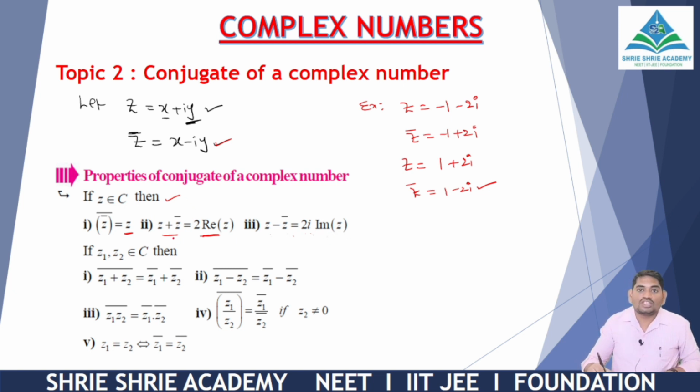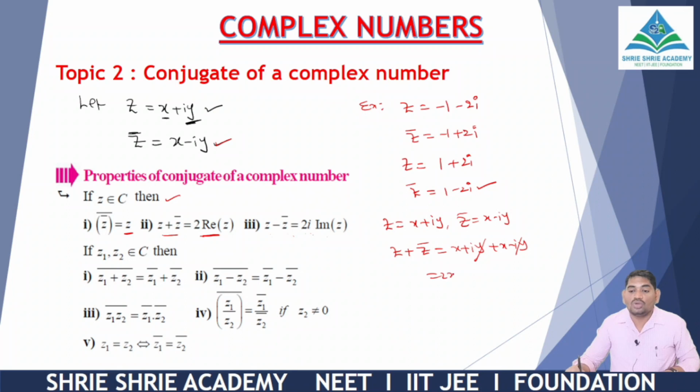Suppose z is equal to x plus iota y, and then z bar is equal to x minus iota y. So I will add these two complex numbers, z and its conjugate. Then what do we get on the right side? X plus iota y plus x minus iota y. Plus iota y minus iota y got cancelled. We got 2x. What is x here? The real part of z. So 2 times the real part of z. So that is the second property.